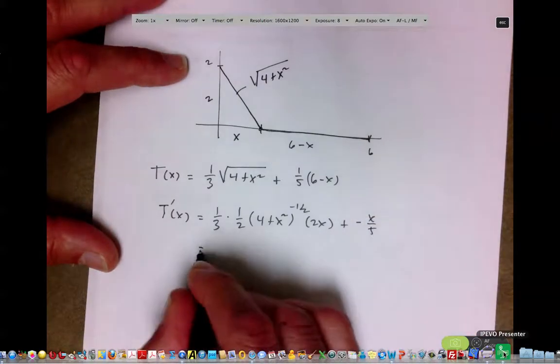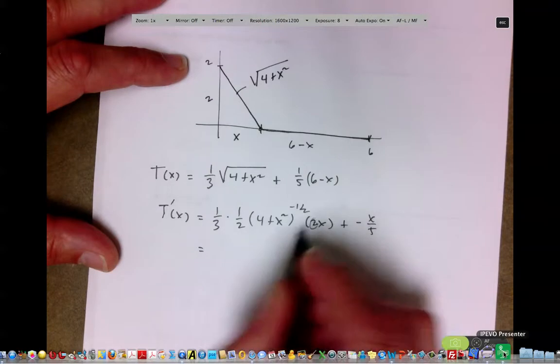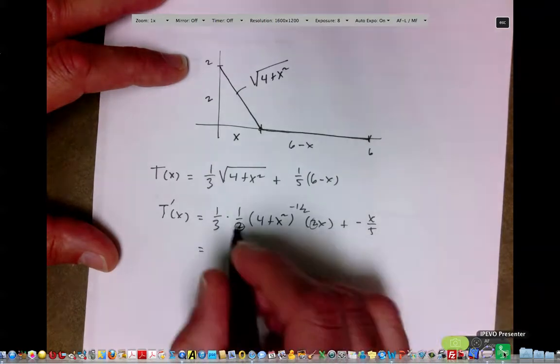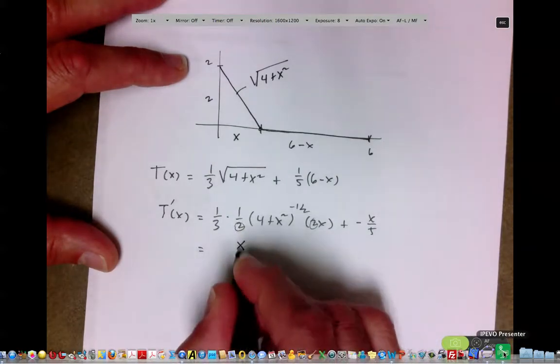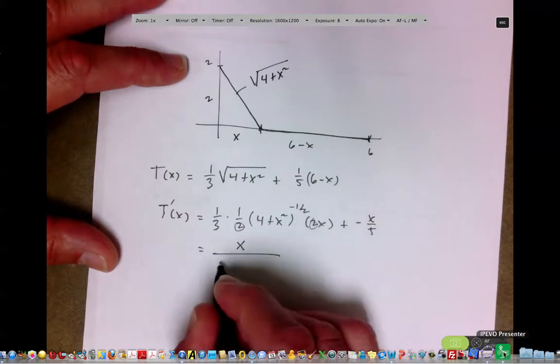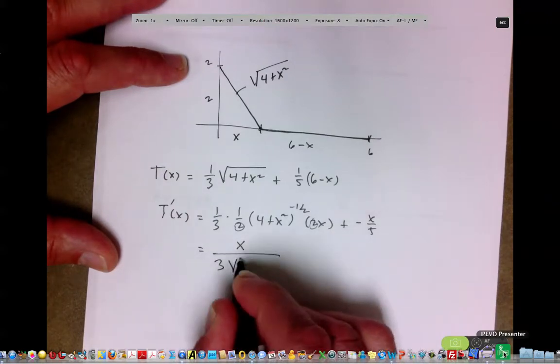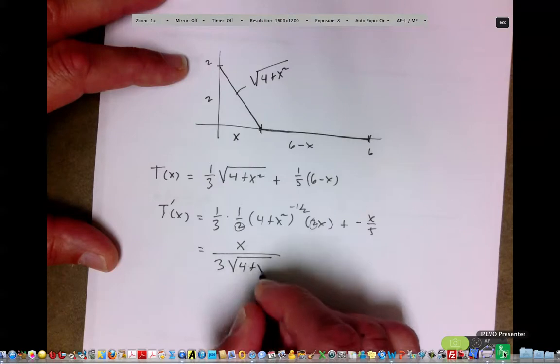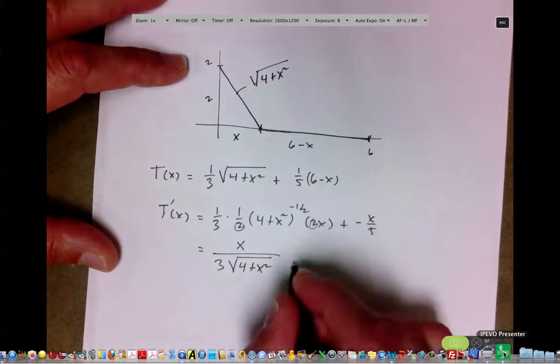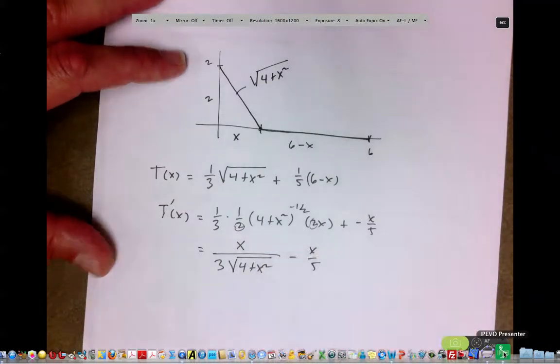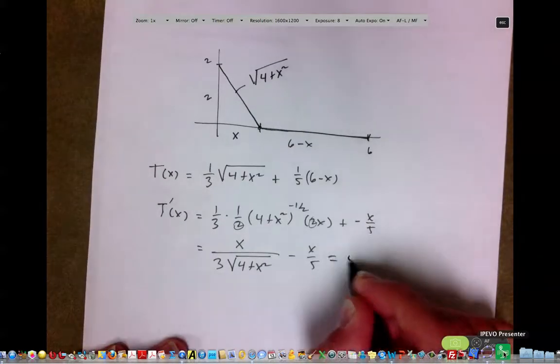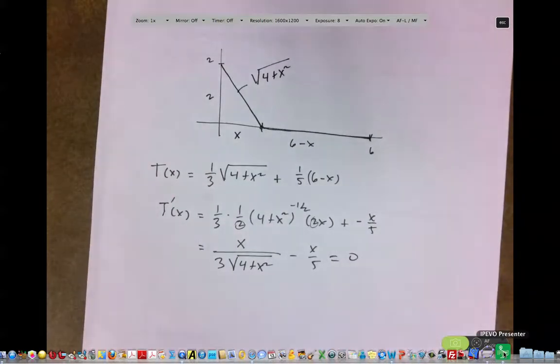Okay, and then let's just clean that up a little bit. The 2X and the 2 are going to cancel each other out. This is going to give me X in the numerator, 3 square root of 4 plus X squared in the denominator, and then minus X over 5. All right, and then of course we want to find out where that's equal to 0.